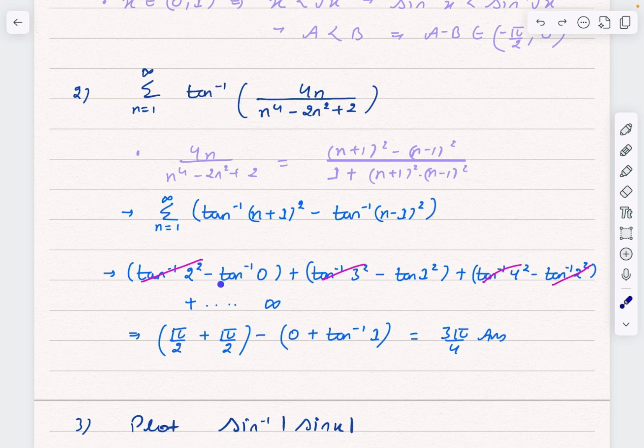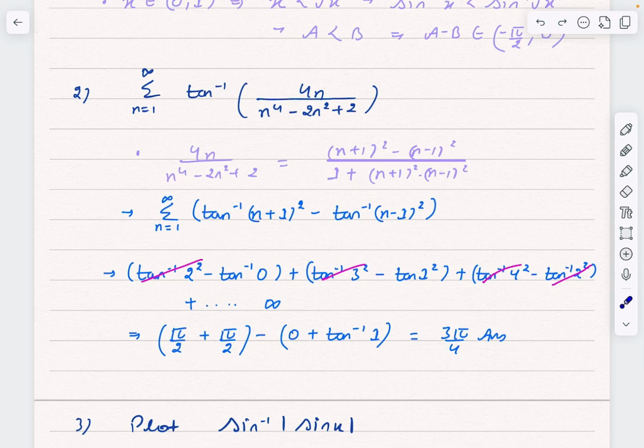The first two terms are on the negative side: tan inverse 0 and tan inverse 1. And the last two terms will be on the positive side. There will be tan inverse infinity only. In the last two terms, you'll have tan inverse infinity and tan inverse infinity, so both of them we can write as pi by 2. The first two terms are 0 and pi by 4. So you get pi minus pi by 4, which is 3 pi by 4.